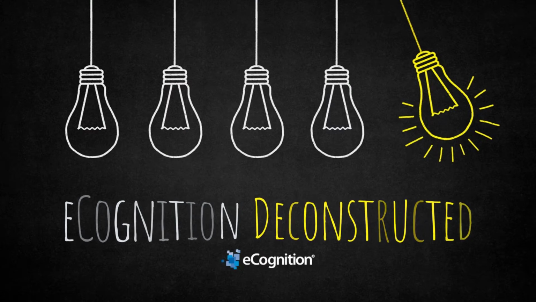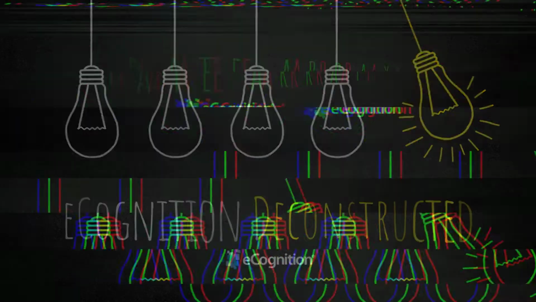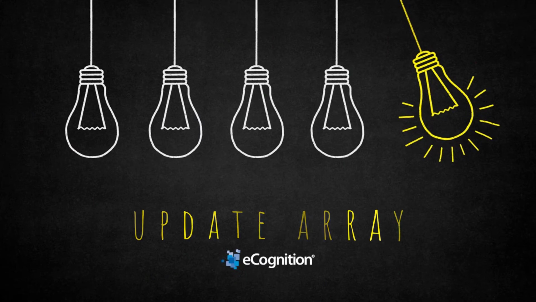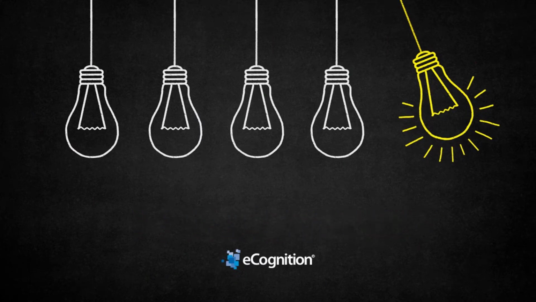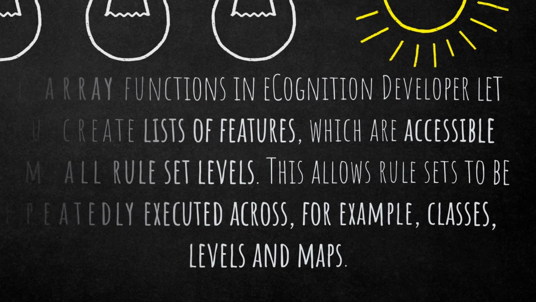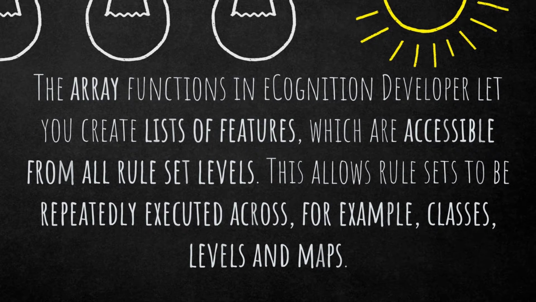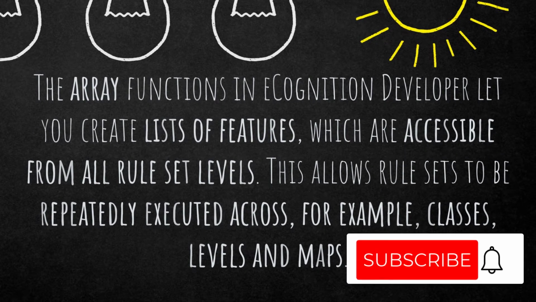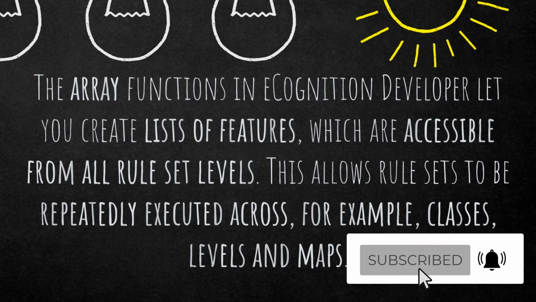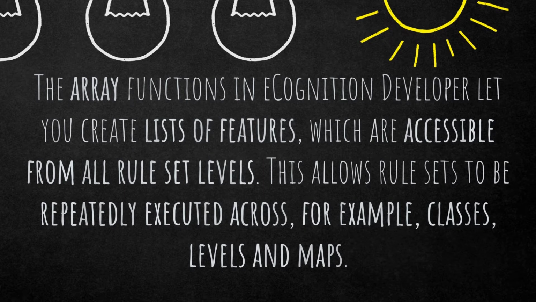eCognition Deconstructed. Alright, let's talk about arrays today. You're probably familiar with the concept of arrays, but just as a quick recap, what is an array? Specifically in eCognition, the array functions in eCognition Developer let you create lists of features which are accessible from all rule set levels. This allows rule sets to be repeatedly executed across, for example, classes, levels, and maps. So a list of values, more or less, right?